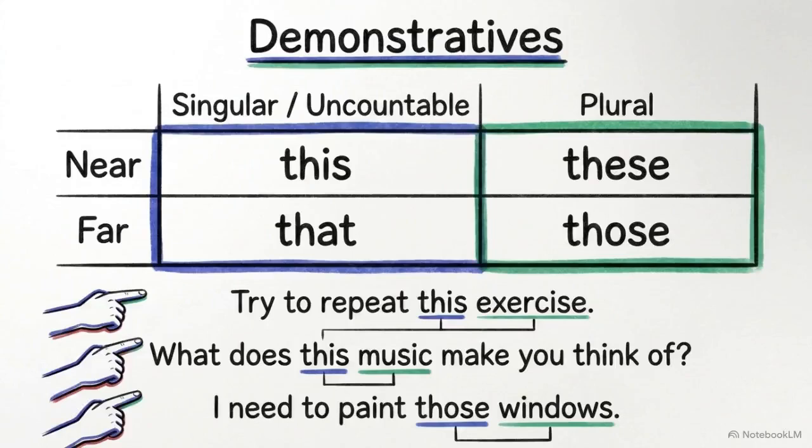Let's look at a matrix for our fourth category, demonstratives. We use words like this, that, these, and those as linguistic pointers, identifying objects based on their location. The rules for using them depend on countability and plurality. We use this and that exclusively with singular and uncountable nouns. Notice how this maps properly to the singular noun exercise, and also to music, which is uncountable. By contrast, we shift to these and those when pointing to plural nouns, as we see here with those windows.